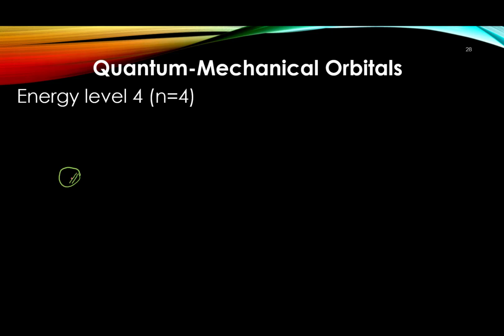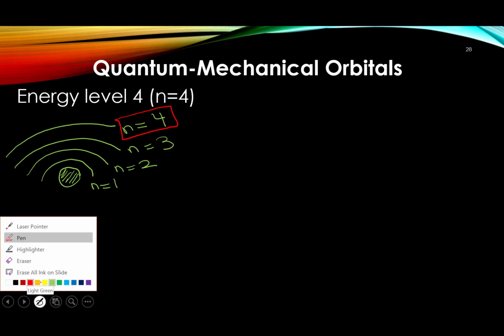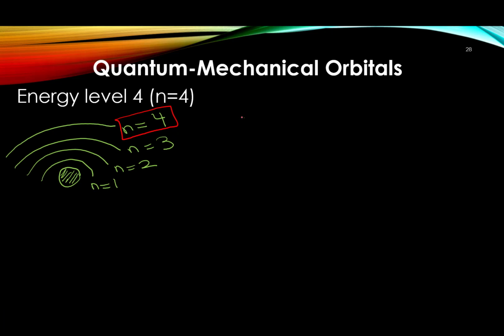Then this is my nucleus. That's where my protons and neutrons are. This is my energy level 1, energy level 2, energy level 3. Now energy level 4. Okay, as you could see in energy level 4, what orbitals do we have? Let me do red. Now I'm talking about energy level 4 or principal energy level 4. In principal energy level 4, we have S, P, D, and F orbitals.